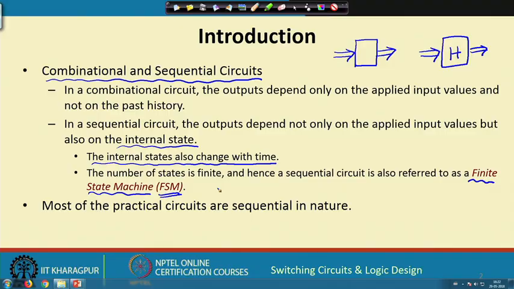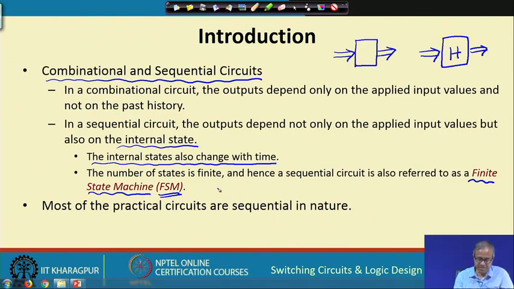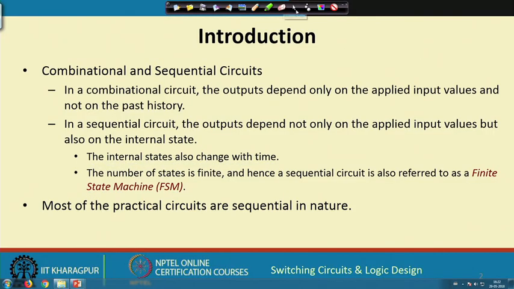Of course, we mentioned this repeatedly, that most of the practical circuits we see around us are sequential in nature. Very rarely will you find a circuit where the output depends only on the inputs and not on the history.